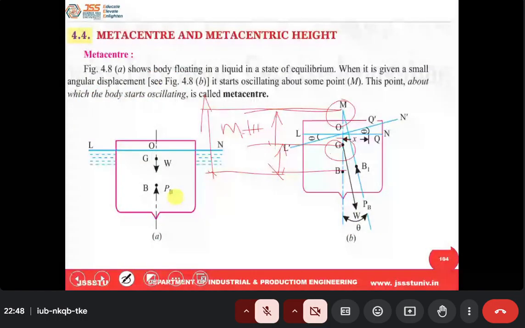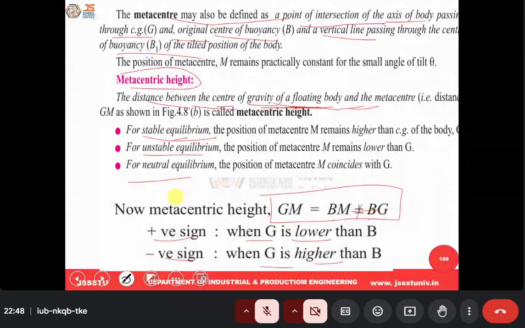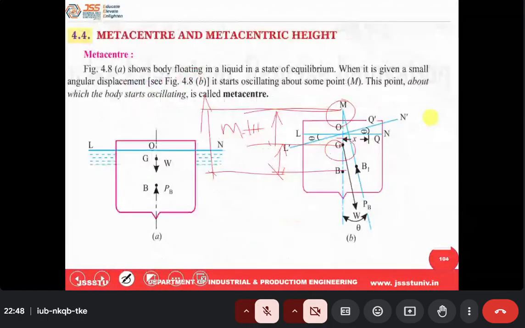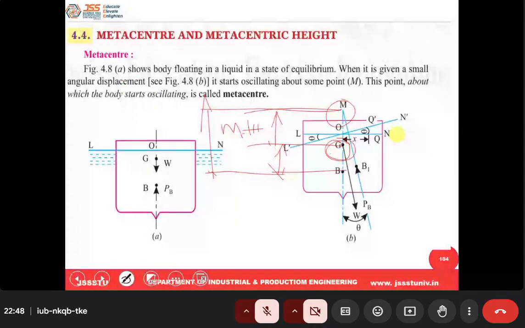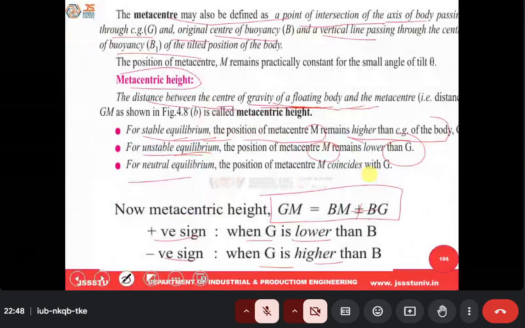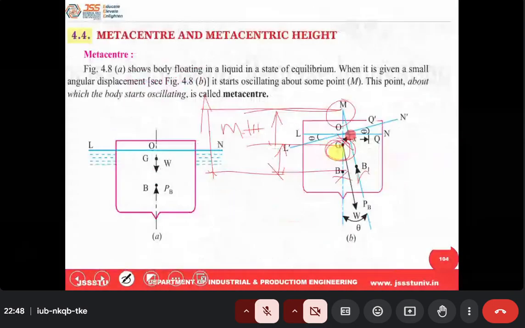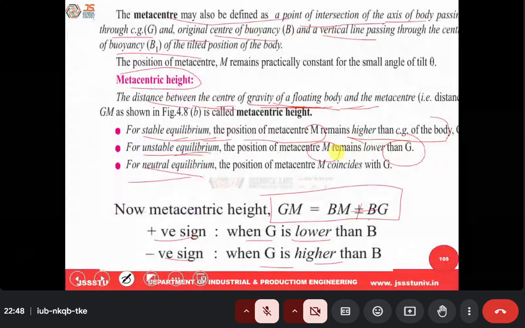So ಈ 3 ಪೊಸಿಷನ್ ಅಲ್ಲಿ ಈ ಮೆಟಾಸೆಂಟ್ರಿಕ್ ಏನಾಗುತ್ತೆ ಅಂದ್ರೆ, ಸ್ಟೇಬಲ್ ಈಕ್ವಿಲಿಬ್ರಿಯಂ ಇದ್ದಾಗ ಪೊಸಿಷನ್ ಆಫ್ ದಿ ಎಂ ರಿಮೇನ್ಸ್ ಹೈಯರ್ ದ್ಯಾನ್ ಆಫ್ ಸಿ ಜಿ. ಅಂದ್ರೆ ಈ ಸಿ ಜಿ ಪಾಯಿಂಟ್ ಗಿಂತ ಎಂ ಜಾಸ್ತಿ ಹೈಟ್ ಇರುತ್ತೆ. ಅನ್ಸ್ಟೇಬಲ್ ಇದ್ದಾಗ ಎಂ ವಿಲ್ ಬಿ ಲೋಯರ್ ದ್ಯಾನ್ ಜಿ, ಅಂದ್ರೆ ಕೆಳಗಡೆ ಎಲ್ಲೋ ಬರುತ್ತೆ. ನ್ಯೂಟ್ರಲ್ ಇದ್ದಾಗ ಏನಾಗುತ್ತೆ, ಎಂ ಮತ್ತೆ ಜಿ ಎರಡೂ ಒಂದೇ ಪಾಯಿಂಟ್ ಅಲ್ಲಿ ಕೋಯಿನ್ಸೈಡ್ ಆಗುತ್ತೆ. ಅದನ್ನ ಬೆಟರ್ ಟು ಕ್ಲಾರಿಫೈ ಇನ್ ದಿಸ್ ಇಮೇಜ್.